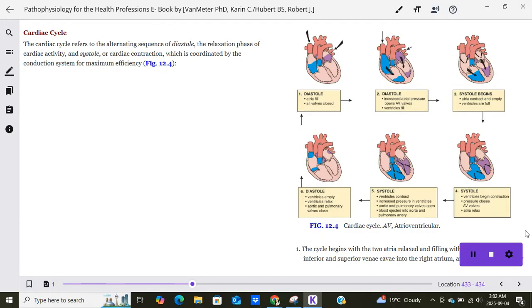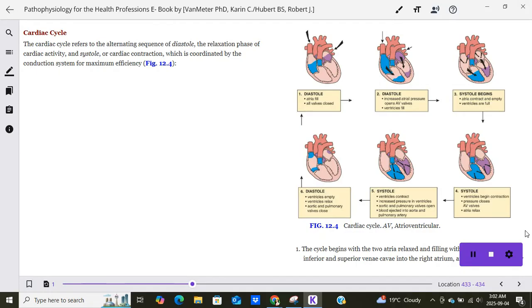Illustration of the cardiac cycle, showing the sequential stages of heart function divided into two rows. In the first row, left to right: 1, diastole, with atria filling and all valves closed; 2, diastole continues with increased atrial pressure opening AV valves and ventricles filling; 3, systole begins with atria contracting and ventricles full.